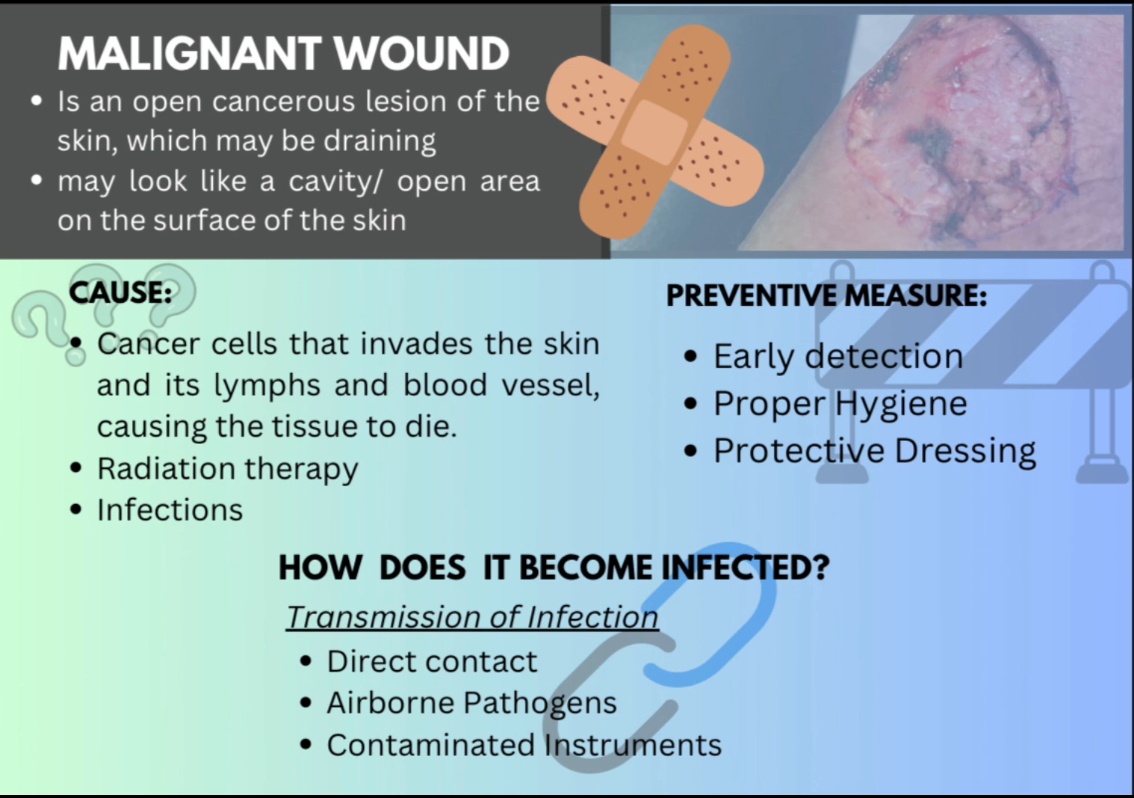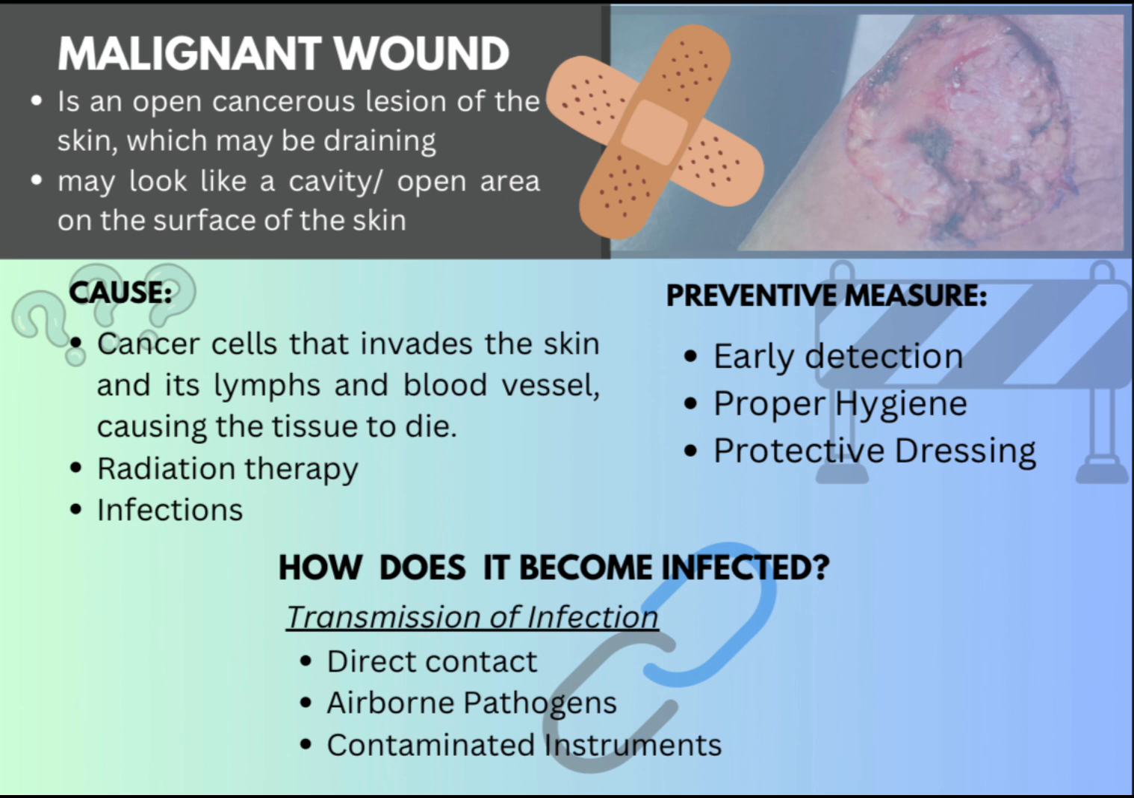In infection susceptibility, malignant wounds are particularly vulnerable to infections for several reasons. Compromised tissue: the cancerous infiltration and associated necrosis weaken the tissue structure, making it more prone to bacterial invasion. Presence of necrotic material: dead tissue within the wound provides an ideal environment for bacterial growth, increasing the risk of infection. Modes of infection transmission.